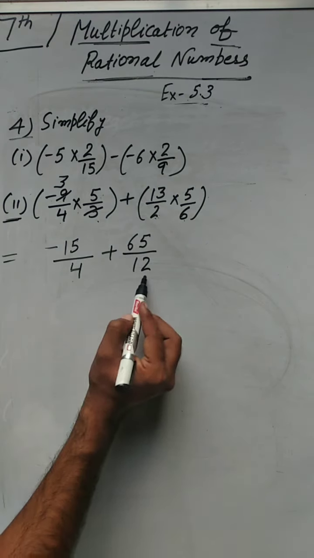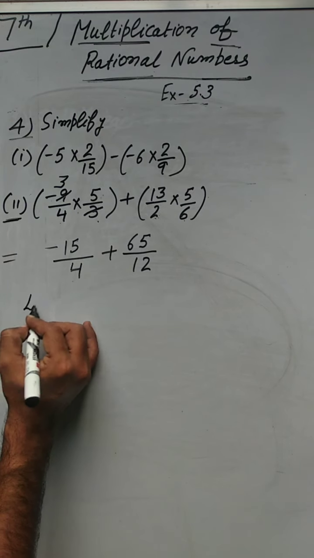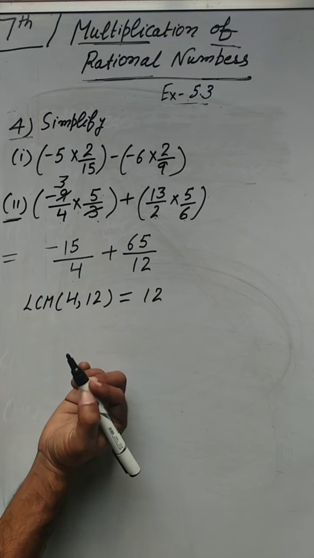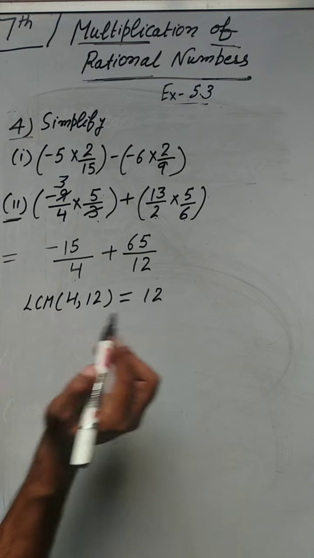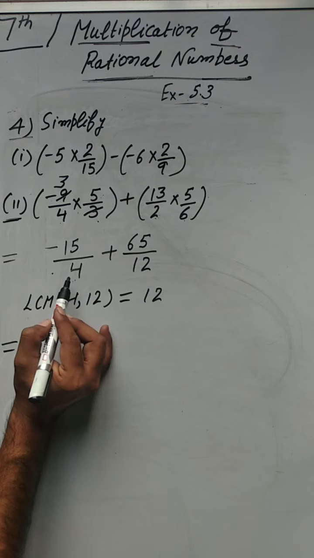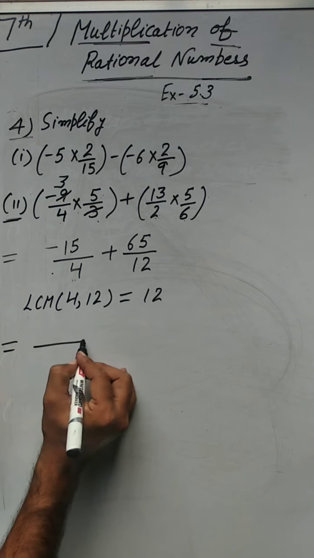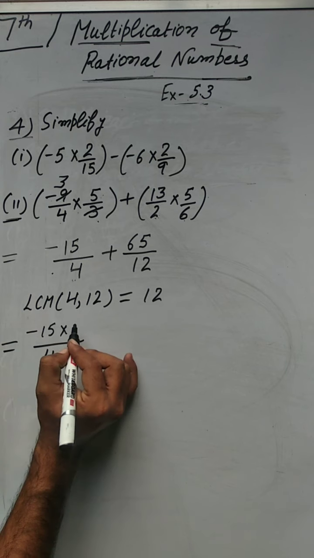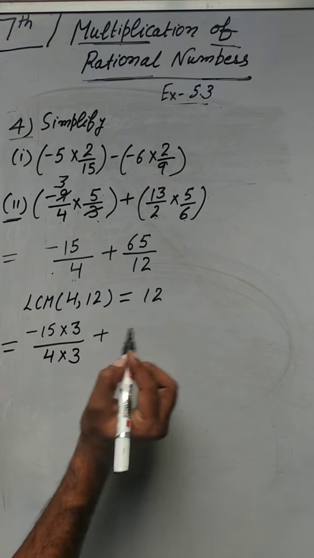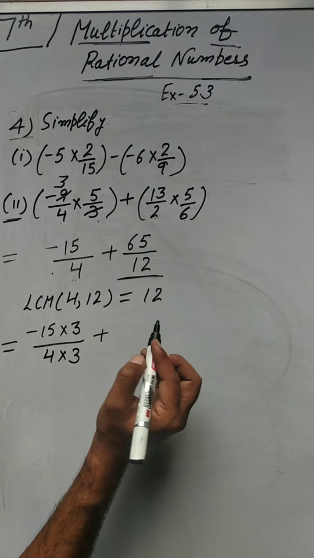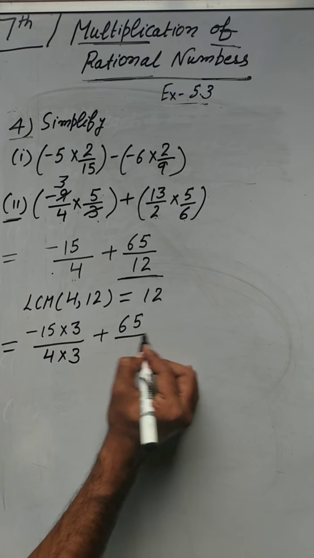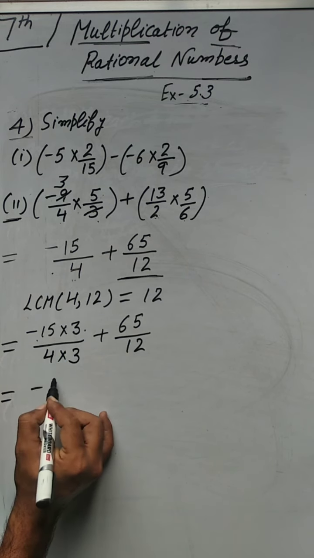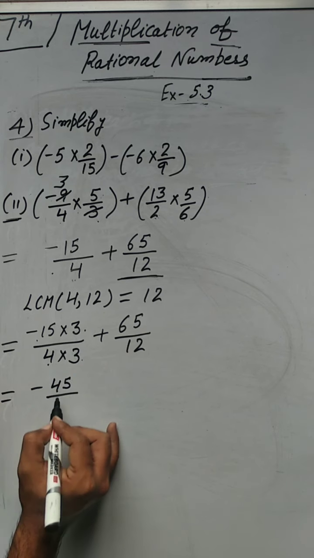Now look here, beta, 4 and 12. Take the LCM of 4 and 12. You know very well what the LCM of 4 and 12 is. It will be, beta, 12. Now change the denominator into 12 for both rational numbers. Now in the first, here is 4. How can I change 4 into 12? 4 multiply by 3. With the same number multiply the numerator, minus 15 also multiply with 3. And in the second number, beta, the denominator is already 12. No need to change. Keep it as it is, 65 upon 12. Now 15 multiply 3, 45. 4 into 3, 12.